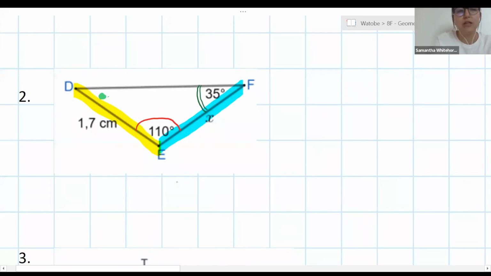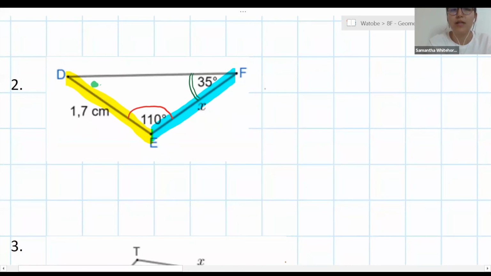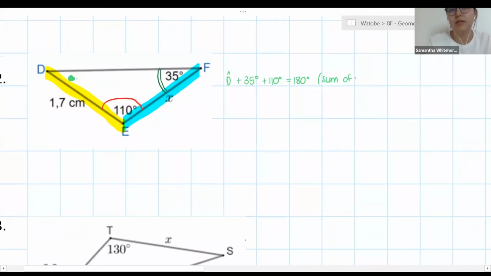So I'm going to start by seeing what angle D is. I know angle D plus the 35 plus the 110 degrees must give me 180 because of the sum of angles in a triangle. Through that, I can solve for angle D. Angle D is equal to 180 minus 110 minus 35, and so angle D is equal to 35 degrees.